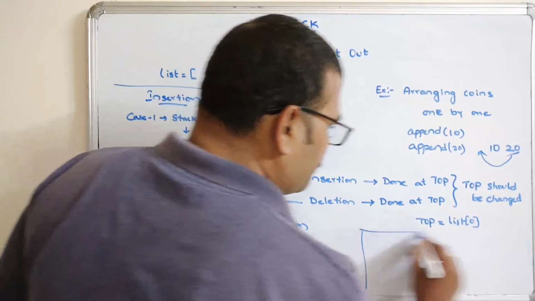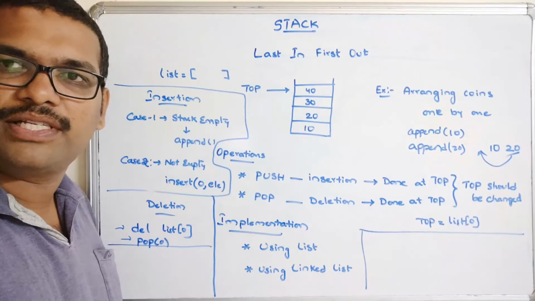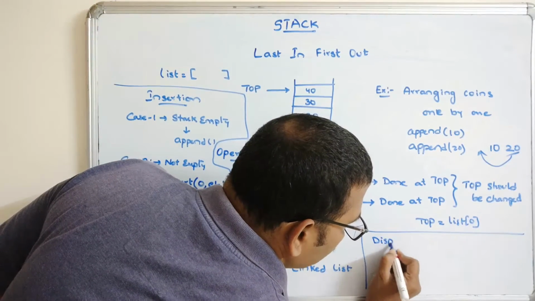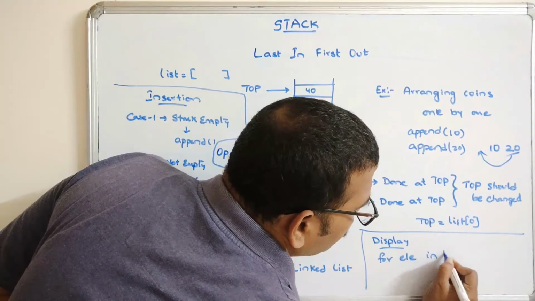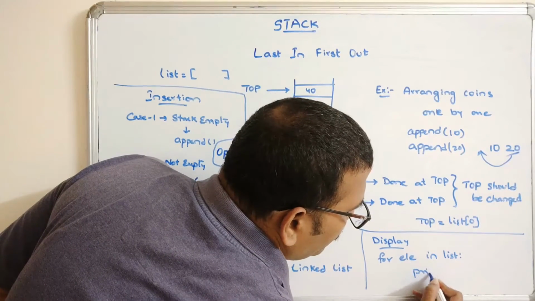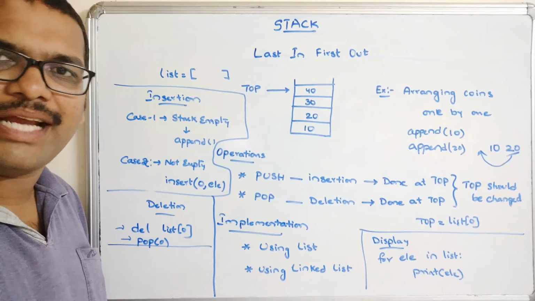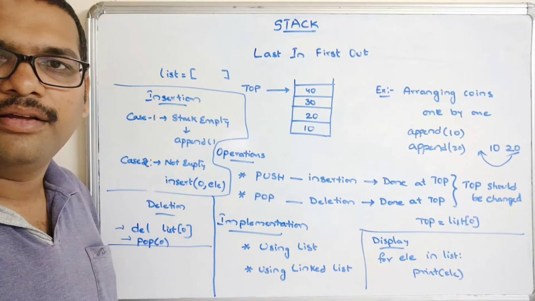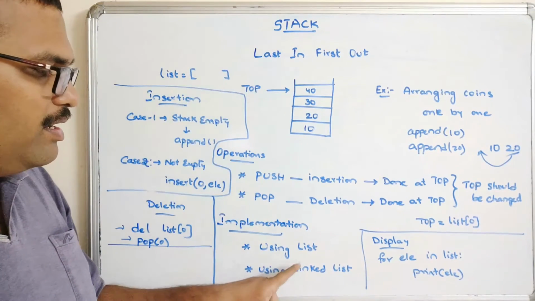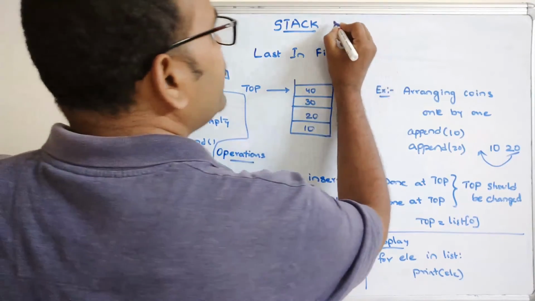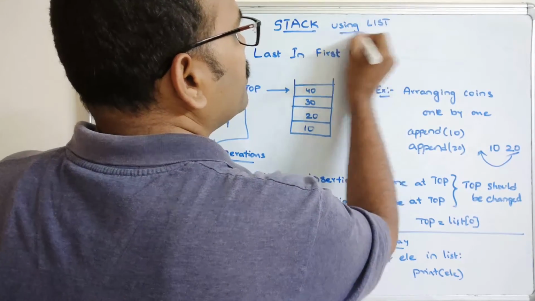And coming to the display function. Display means we need to display all the elements of the stack. In order to display, we can use iterative statements. For element in list, simply print element. That's it. All the elements of the list, that means the stack, will be printed on the screen. So it's a very simple implementation of the stack using list concept.